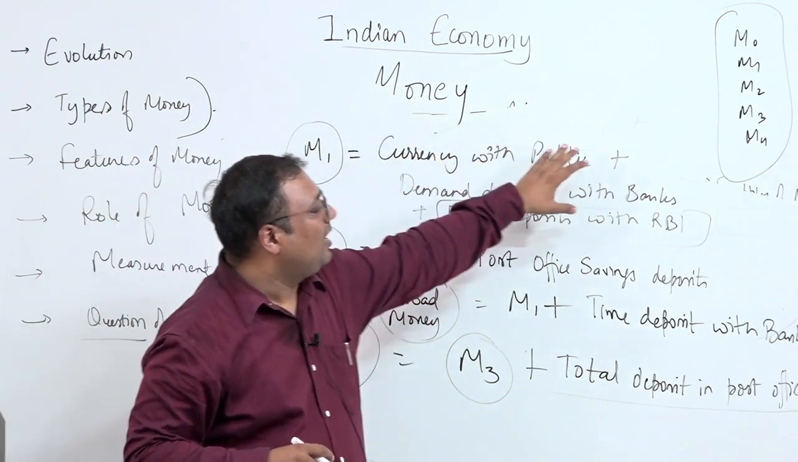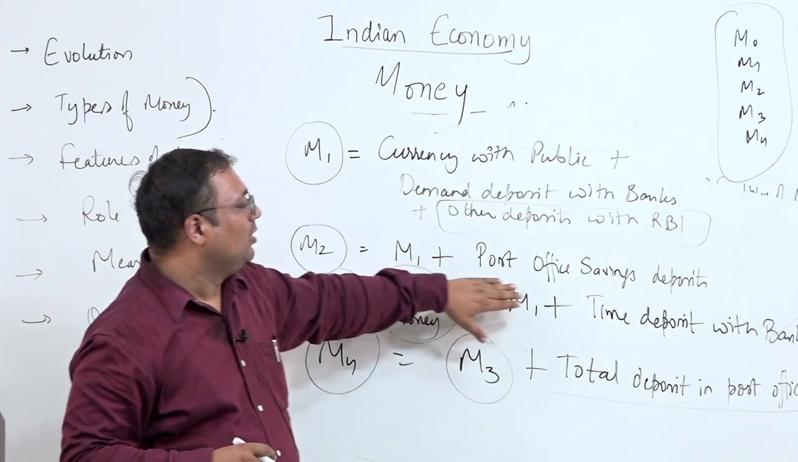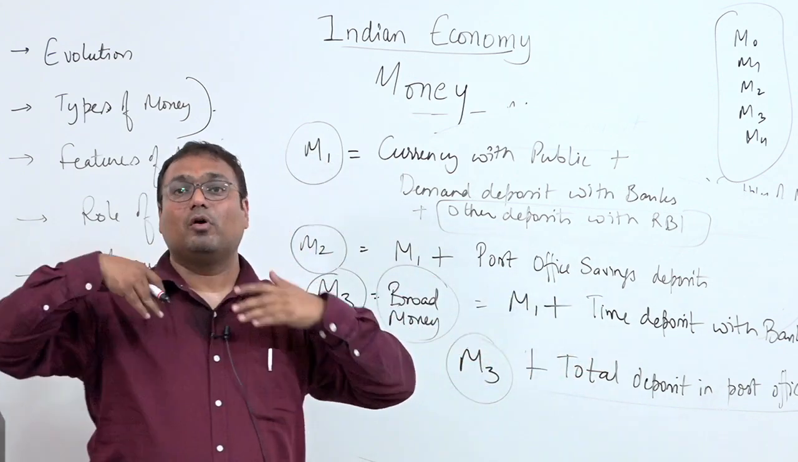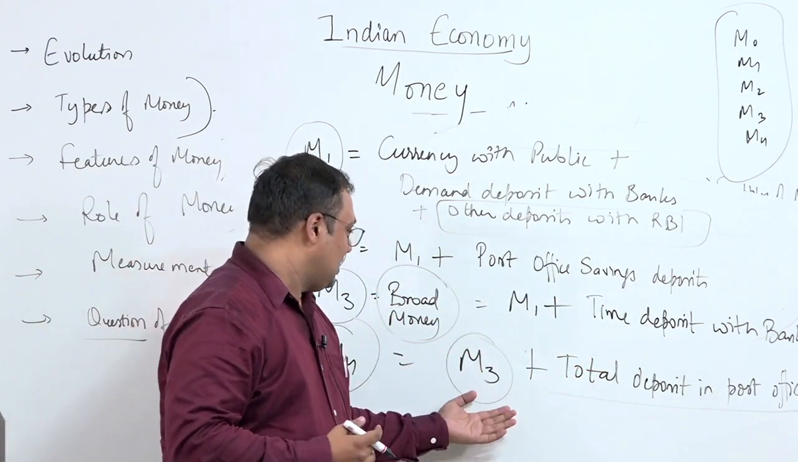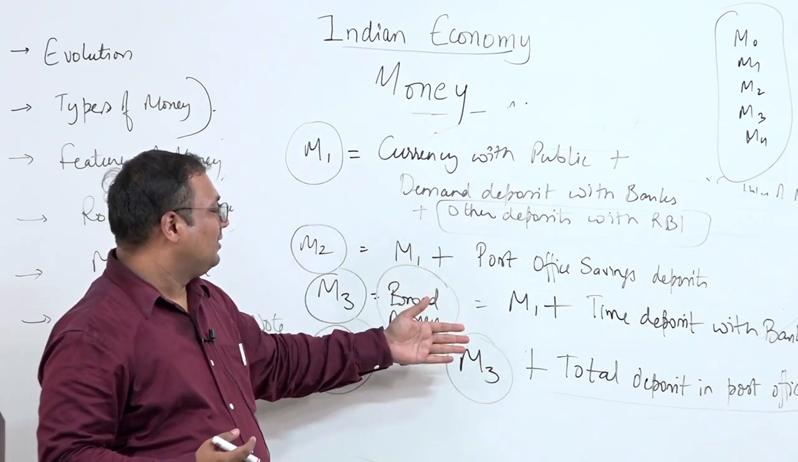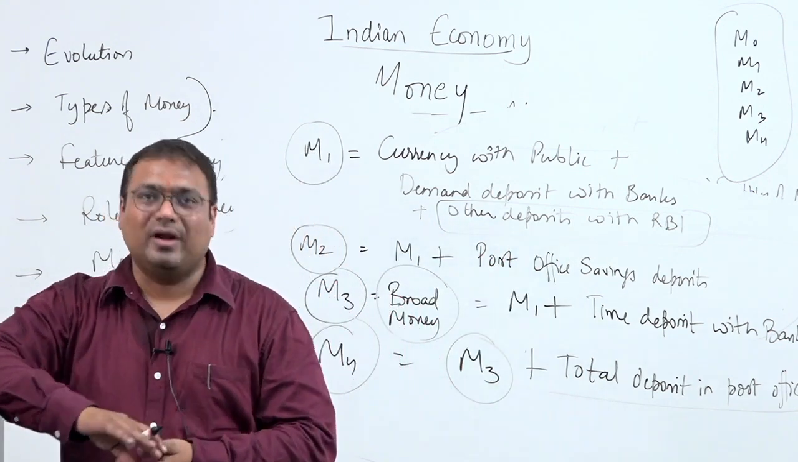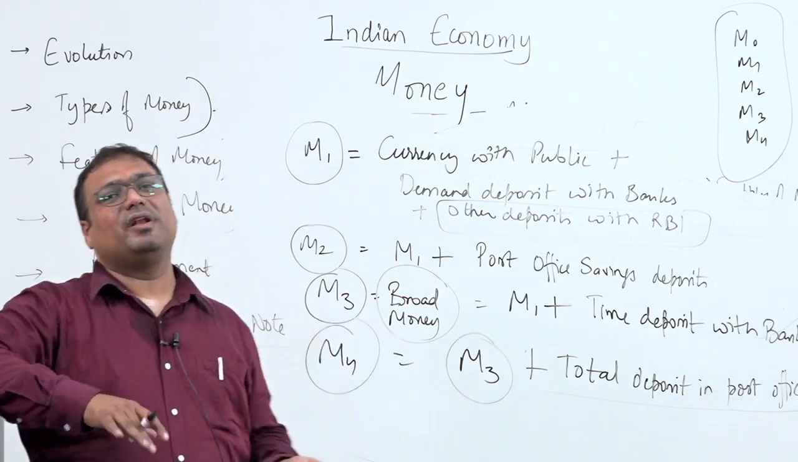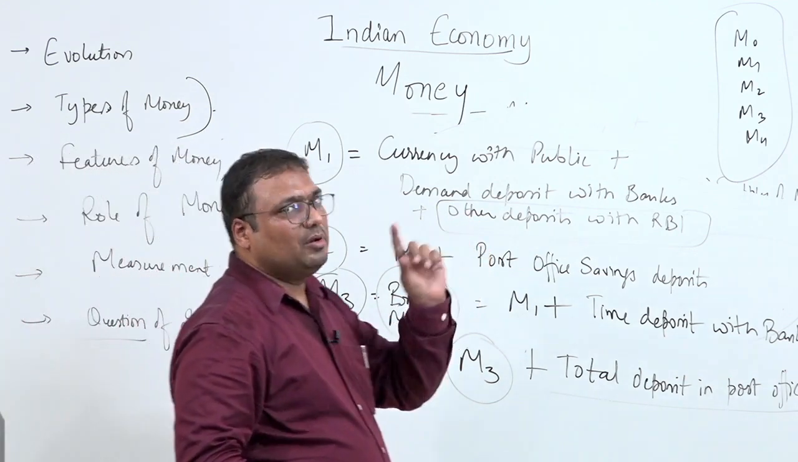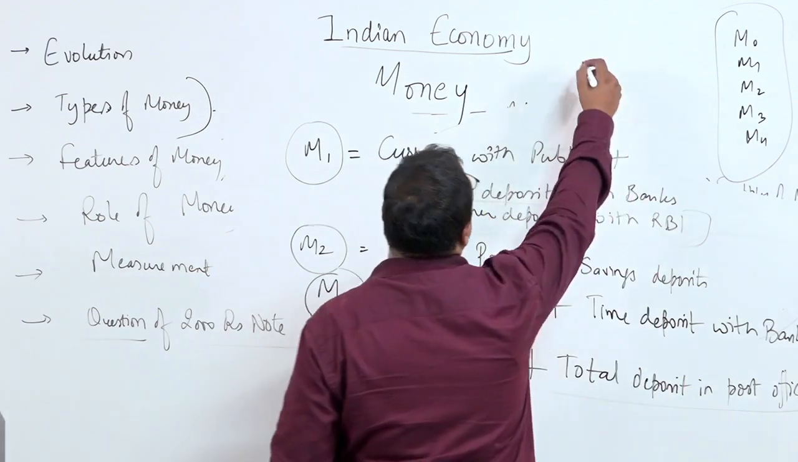This is the money you have for transaction. If you add your time deposits, this is the money you have in total, your total bank balance. And then we add post office deposits to create M2 and M4. So this is all about M1, M2, M3, M4. Now there is one more thing you have got to remember, and that is the liquidity order.